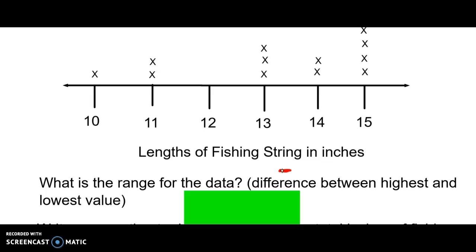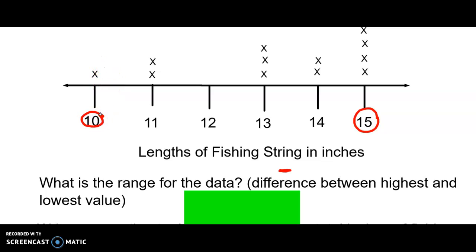So when we look up here at our line plot, we're not looking at the x's to see which one has the most and which one has the fewest. We're looking at which fishing line was the biggest and which fishing line was the smallest. So we have four fishing lines that were 15 inches long. So 15 is our highest value, the biggest, longest fishing line, which then we have to look over to the left to find our smallest. Our smallest fishing line was 10 inches long.